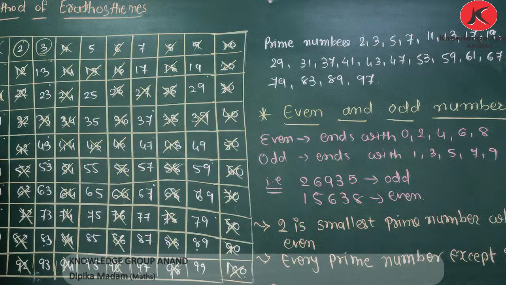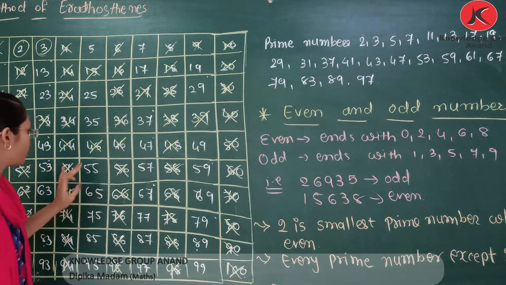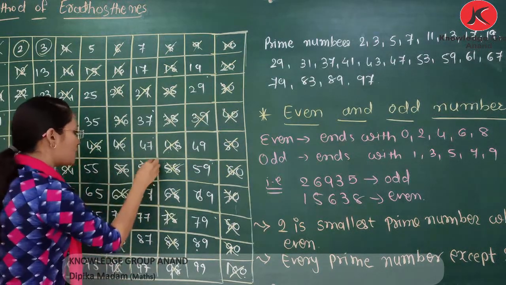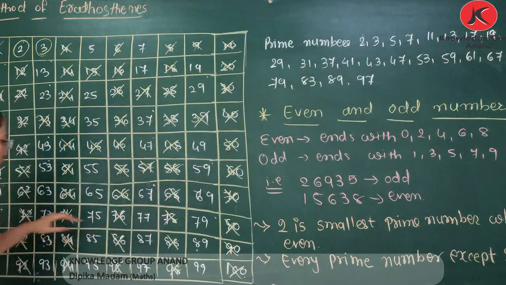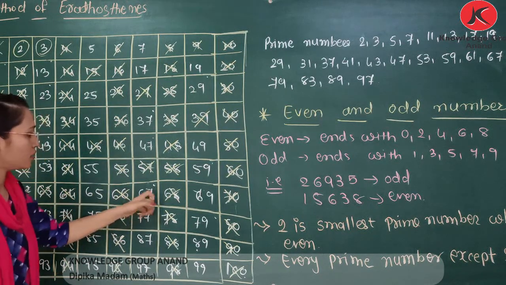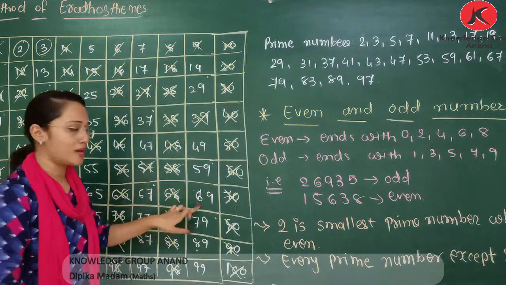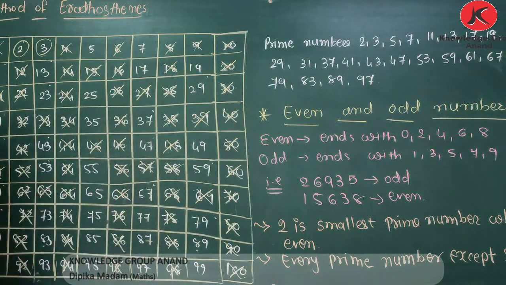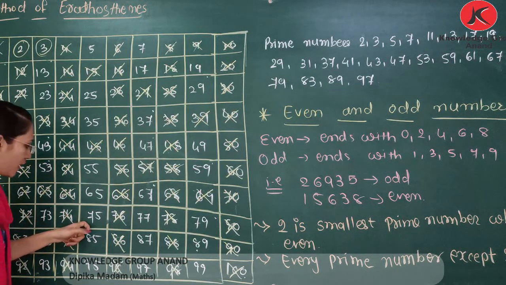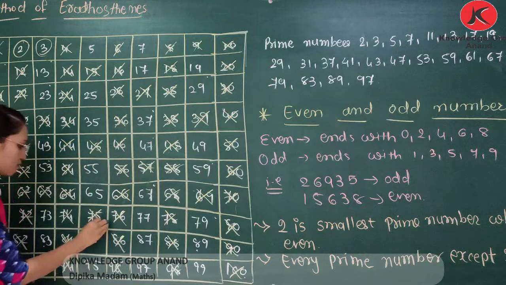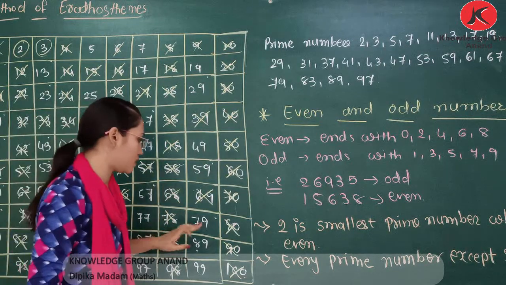After that 51, yes, 51 is there in the table of 3. If you divide 51 by 3, then we get 17. So it is divisible by 3. Then next number 57, yes, it is divisible by 3. 59, not there. 61, 63, yes, it is in the table of 3, a multiple of 3. That's why 65 is not there. 67, 69, yes, it is divisible by 3. 71, 73, 75. So yes, it is divisible by 3. 77, 79 is not there.